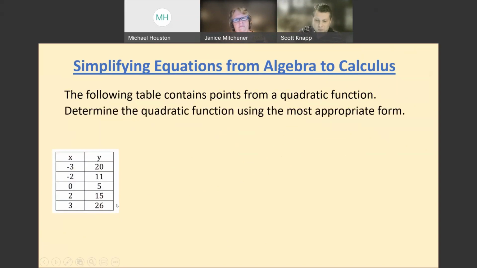Now my students would be looking for x-intercepts because they love to go to factored form first. Or can I spot the vertex in here? But unfortunately in this table, all we have is the y-intercept. So they had to start in standard form.